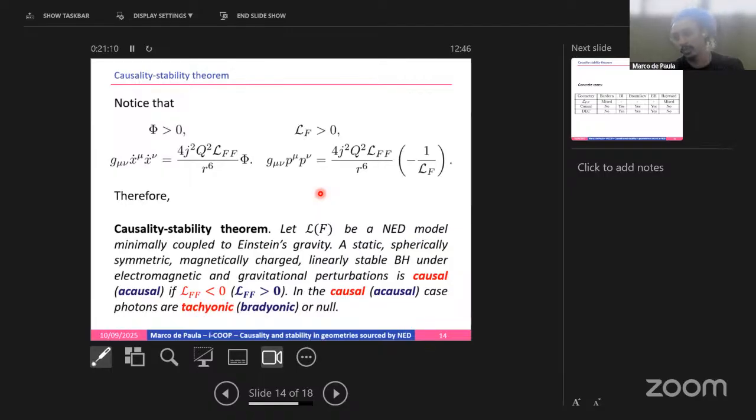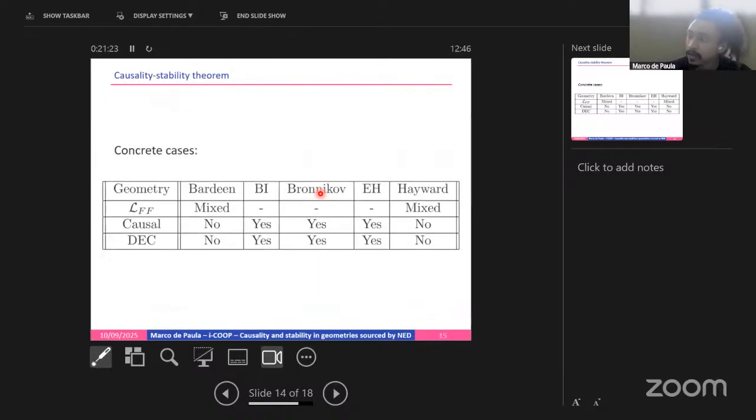So basically, the criterion for causality in nonlinear electrodynamics when we work with photons lies on the norm of the four-velocity, not on the norm of the four-momentum. And to show that this is actually the truth, we analyze some concrete cases. So here we have five models of nonlinear electrodynamics: Bardeen, Bonnor-Rosen, Bronnikov, Euler-Heisenberg, and Hayward.